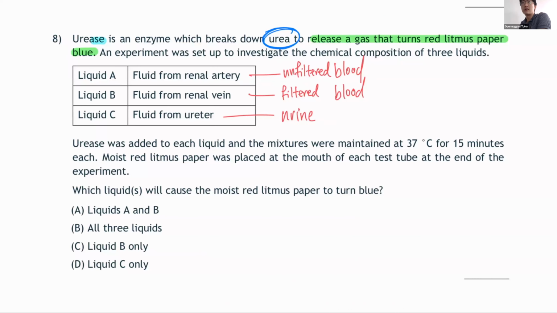Both have urea. How are they different? Yes, Kushi. Concentration. Which liquid? Urine. Angel, urine or unfiltered blood, which one has a higher concentration of urea? Urine. So based on the explanation I shared with Kaylin earlier on, the one with the highest concentration will therefore be the one that is more likely to give me that color change. Okay?